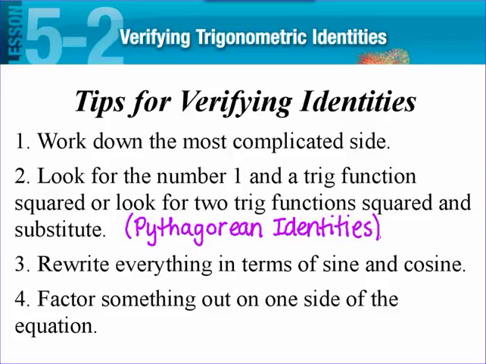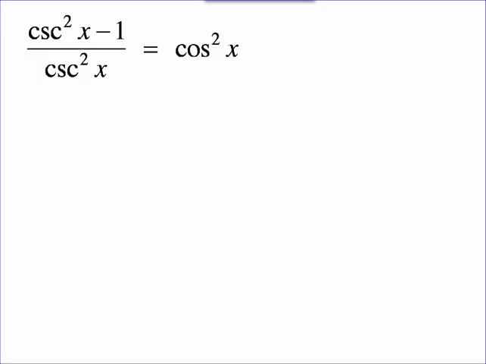Third tip, rewrite everything in terms of sine and cosine. And the fourth tip is to factor something out on one side of the equation. Those are just some tips. That's not a standard guideline as to what you're going to do in every problem, but hopefully that'll give you some hints.